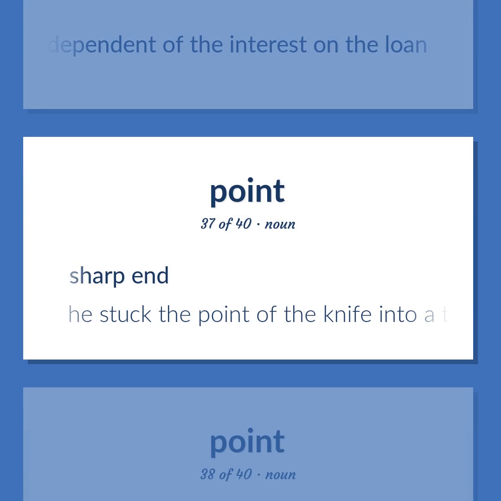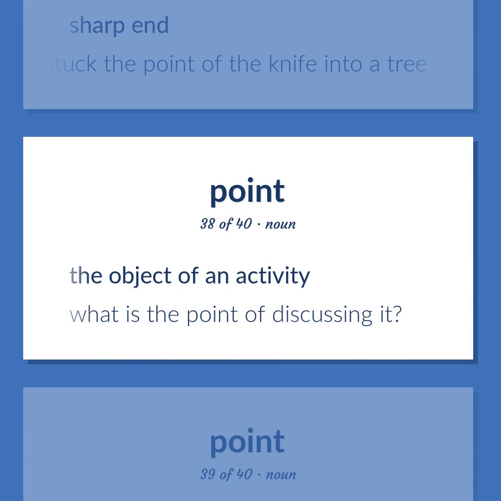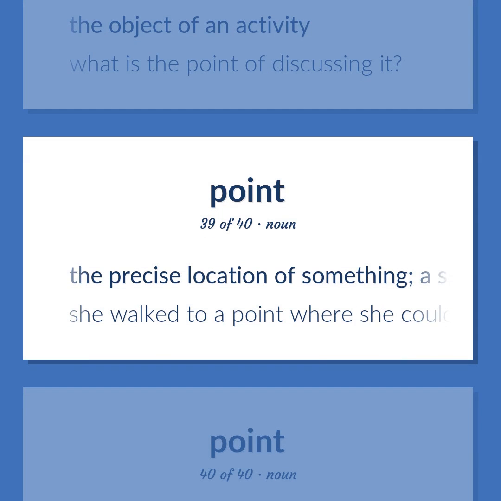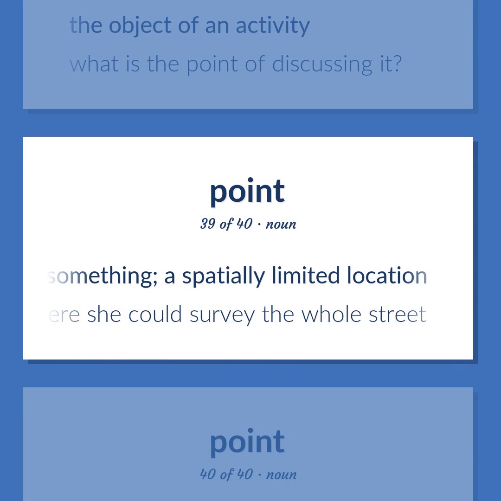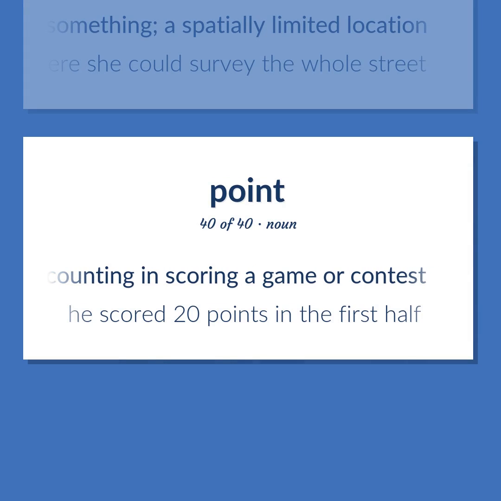Sharp end. He stuck the point of the knife into a tree. The object of an activity. What is the point of discussing it? The precise location of something, a spatially limited location. She walked to a point where she could survey the whole street. The unit of counting in scoring a game or contest. He scored 20 points in the first half.